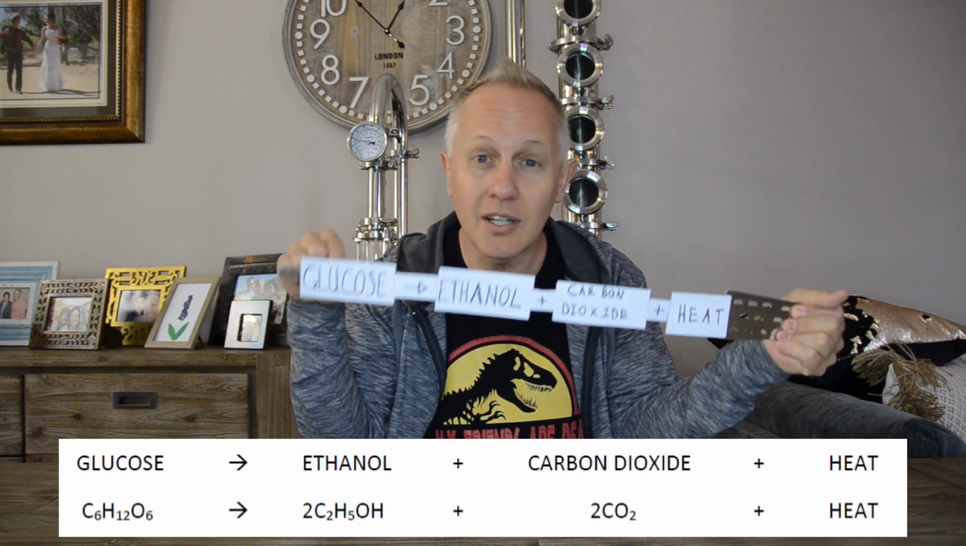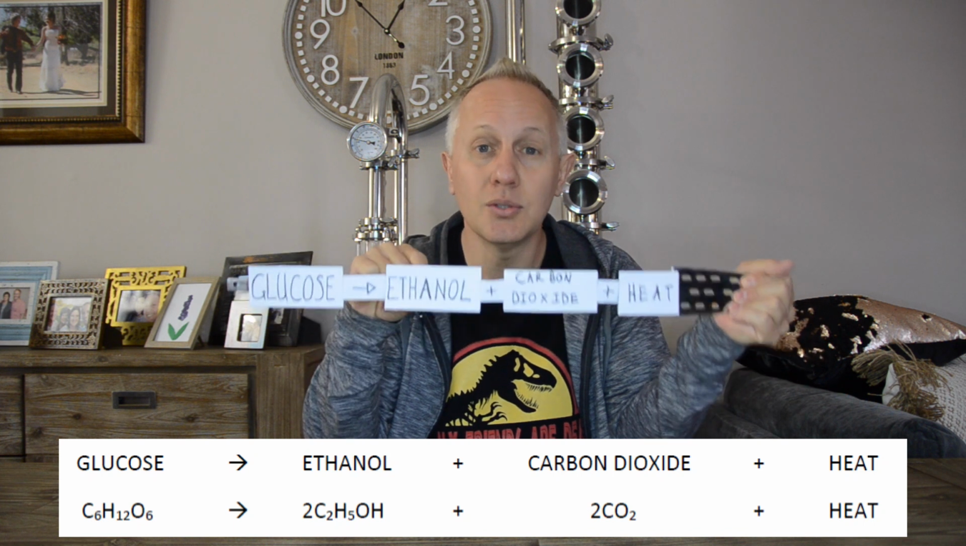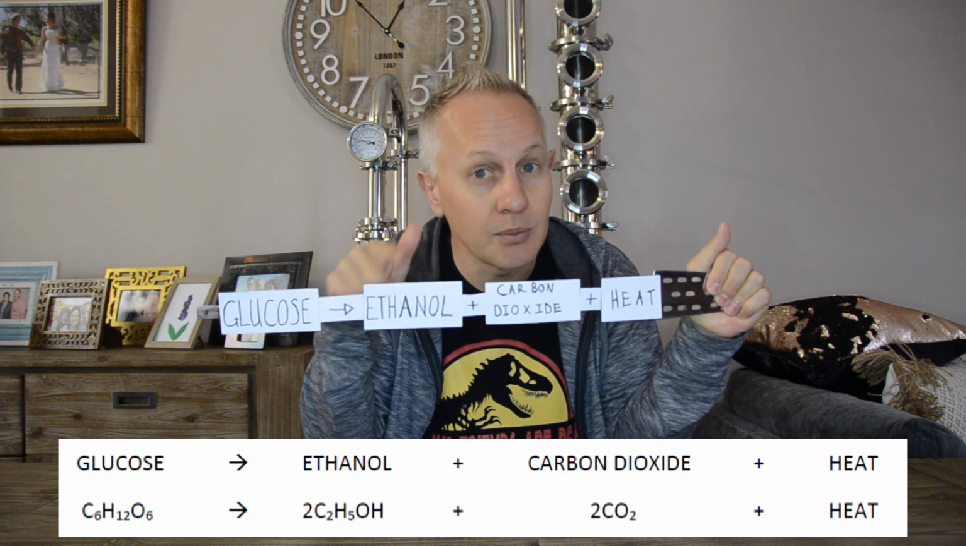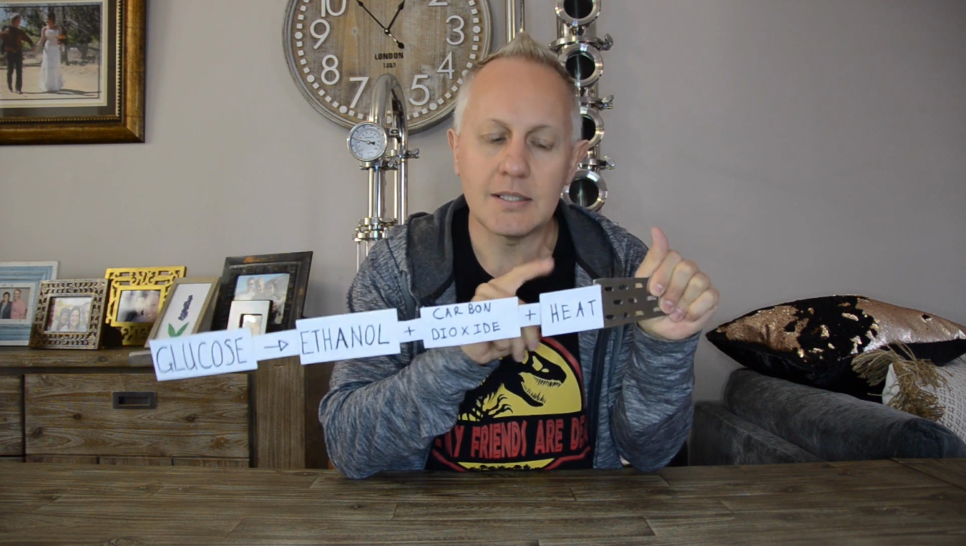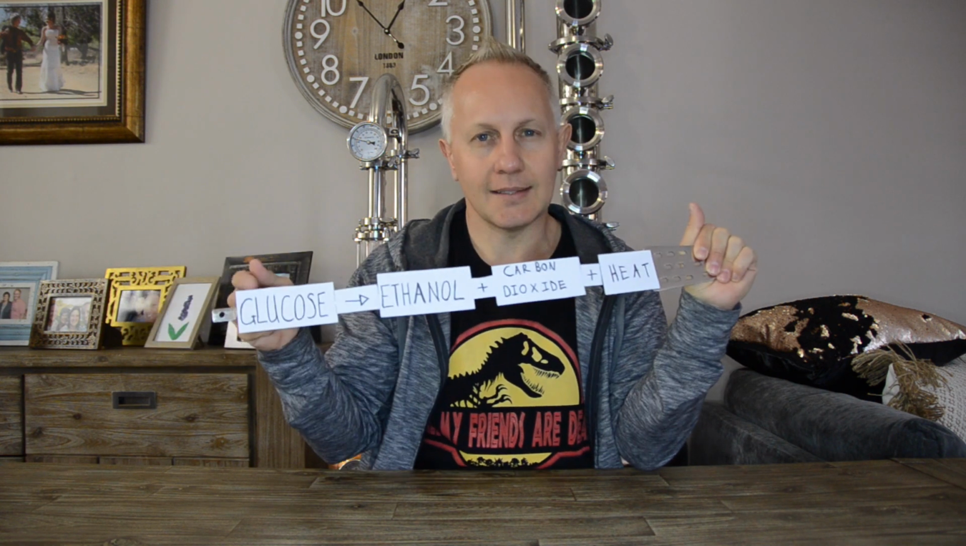Now the chemical reaction for the production of ethanol from glucose is: one glucose molecule gives you 2 ethanol molecules, that's what we want, 2 carbon dioxide molecules, that's the gas that bubbles out of your bubbler, and heat. Now heat shows that it's an exothermic reaction, but we'll get to this guy a bit later.